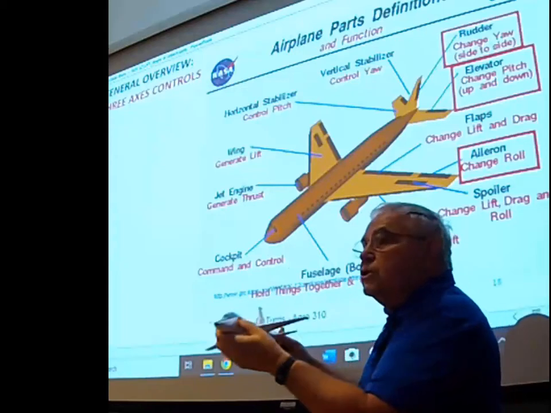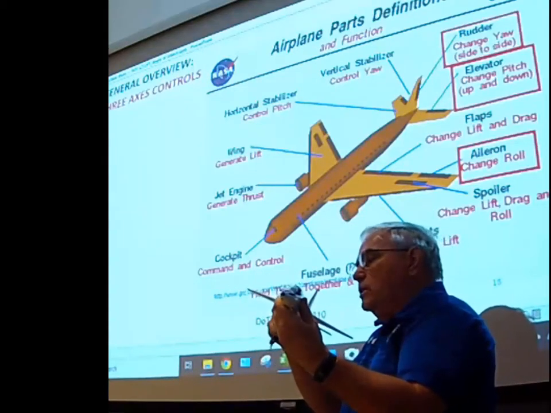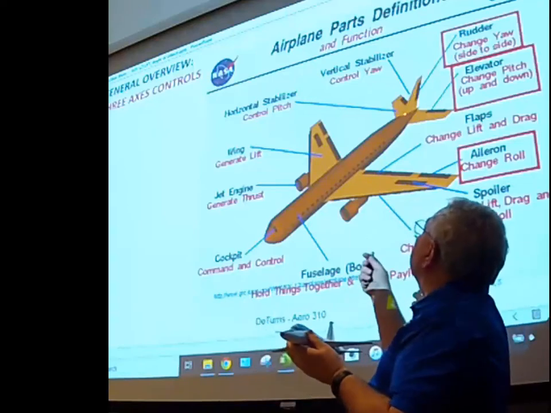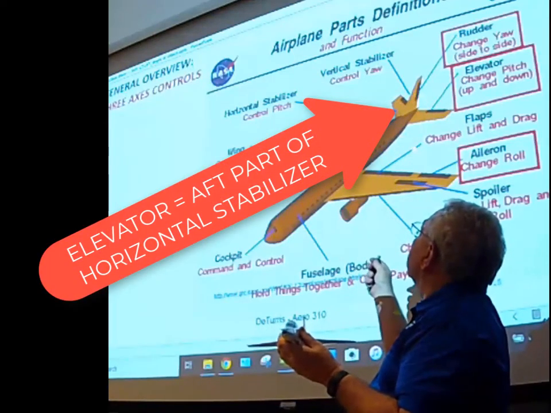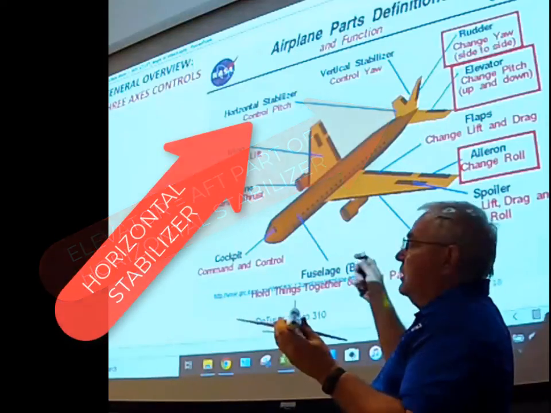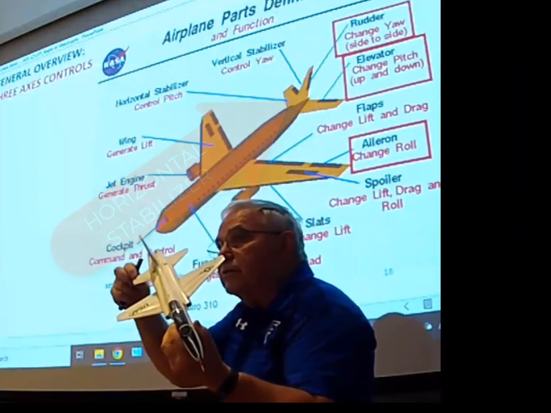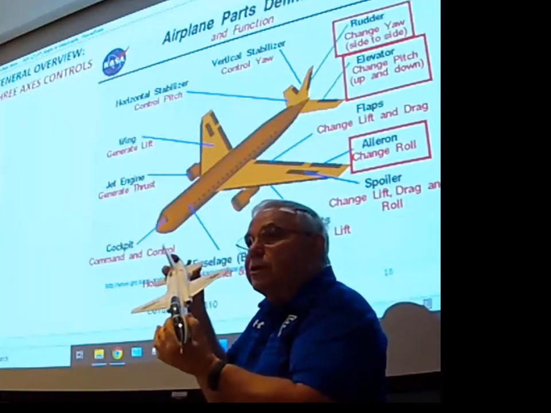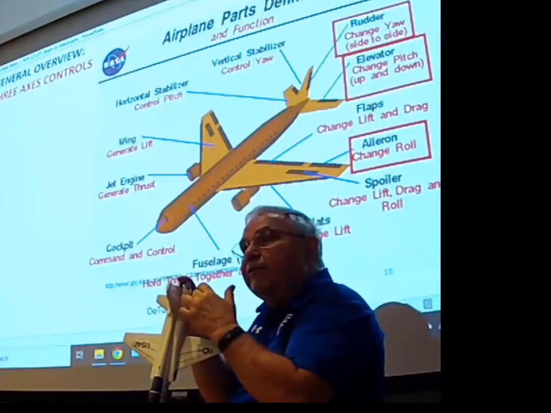And then the third one, which is the most important, is the pitch control. The pitch control controls the elevator. The elevators are small little things on the horizontal stabilizer, which is this big thing in the back. This T-38 does not have elevators. That's very important for this airplane. We'll discuss next week why this does not have elevators.